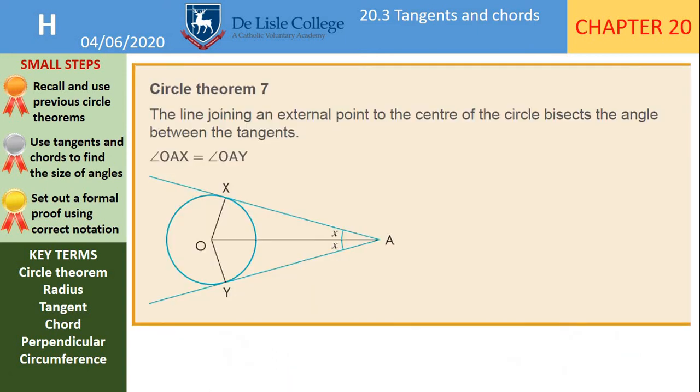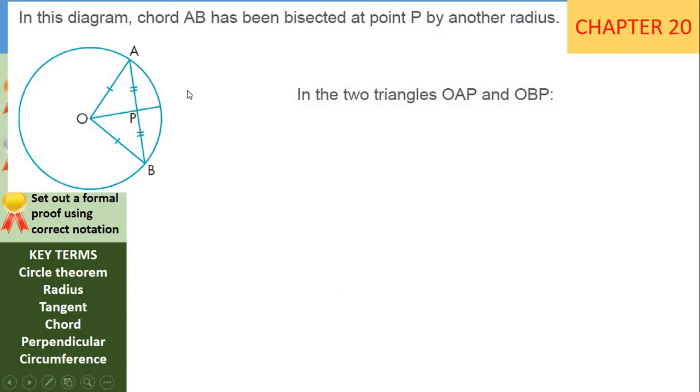So having a look at this, the textbook calls it Circle Theorem 7, and it says the line joining an external point to the centre bisects the angle between the two tangents. Okay, so it's just kind of creating a picture of symmetry. One last thing I want you to be looking out for in this diagram, chord AB has been bisected at point P by another radius. So if you see an isosceles triangle and then you see a radius out to it, it generally bisects it.